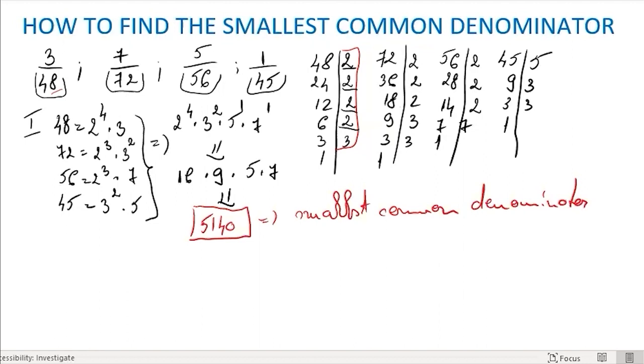So now we have the second step. I return to my initial fractions. To bring the above fractions to the same denominator, we must amplify them so that in the denominator we get the value of my smallest common denominator. So, in order to find out by which number I have to amplify my initial fractions, we are going to divide 5040 by 48, which equals 105.